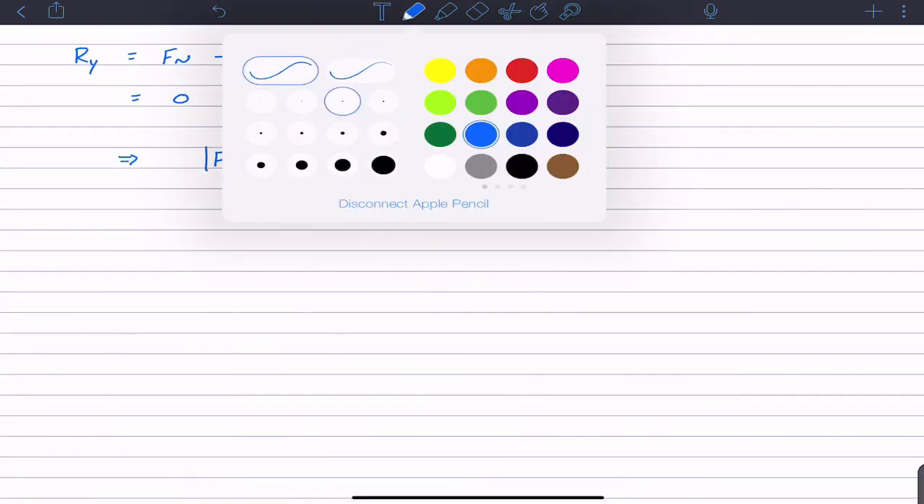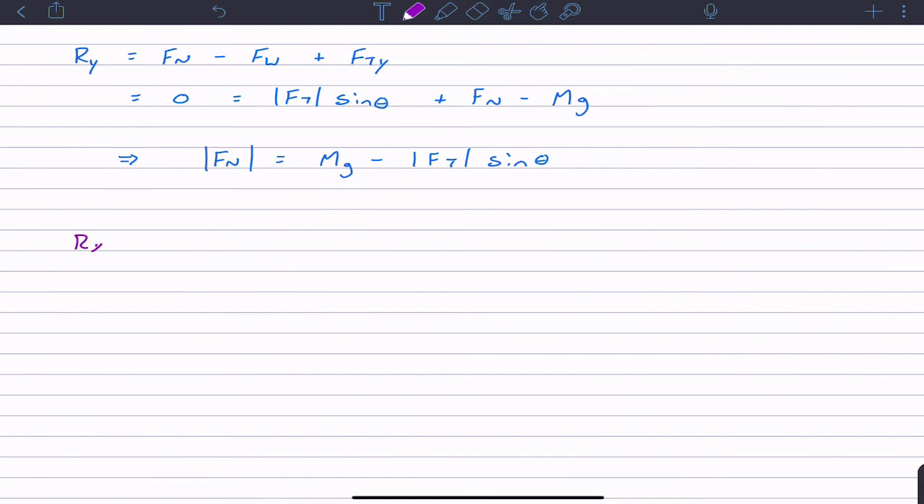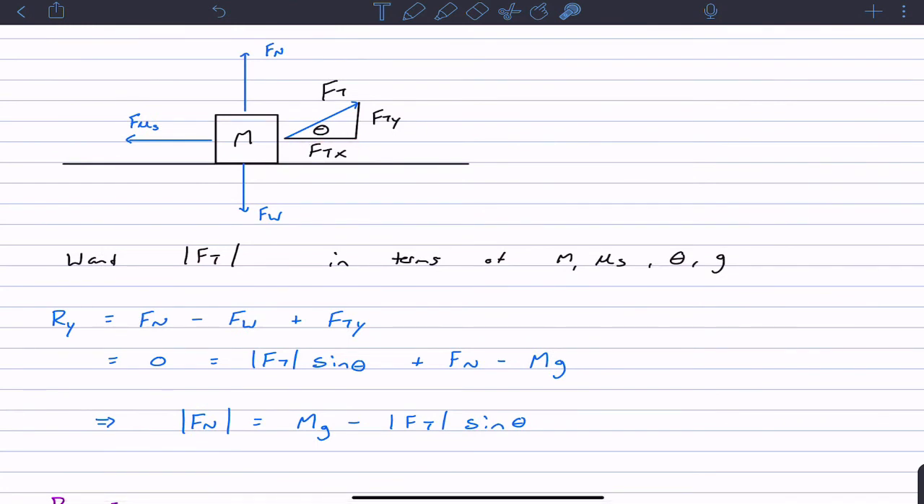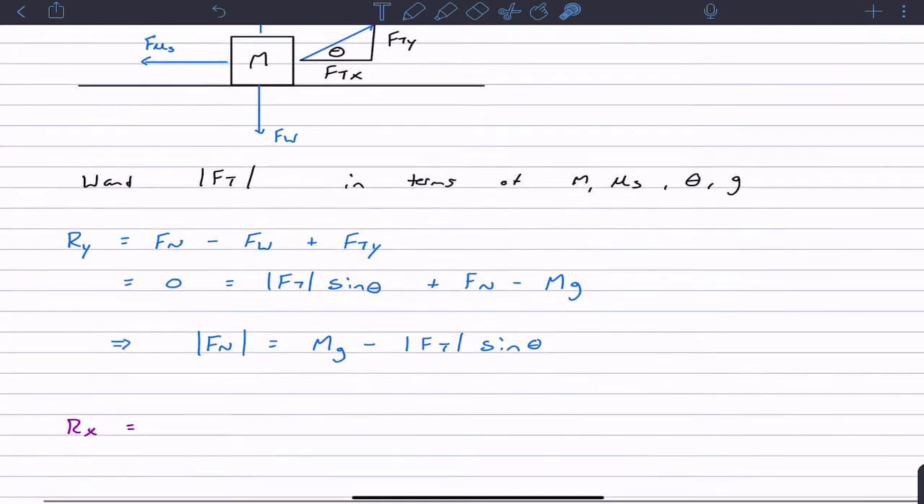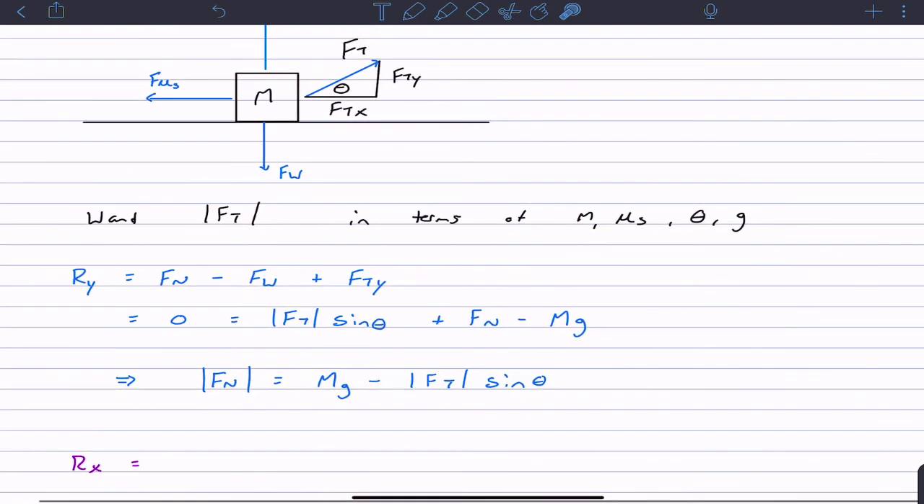Okay, so next, let's do the x direction. We just have the x component of the applied tension force, so this is going to be Ft cosine theta. And then we also have this frictional force going this direction. That's F sub mu, and that's usually the friction coefficient times your normal force, right? So let's write this down.